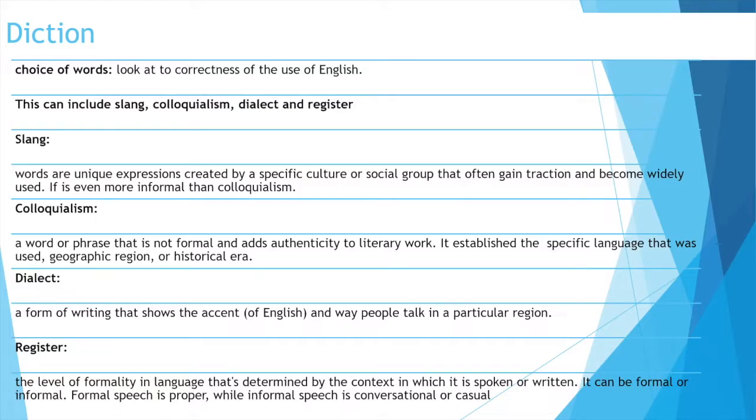Lastly, register. Now, slang, colloquialism, and very often dialect form part of your informal or very informal register. Register tells us what level of formality is used in the language. Now, when you use formal register, that is found in your business documents. When you address someone that is of high standing, for example, you can say, "Good morning, Mr. President. We appreciate your visit."